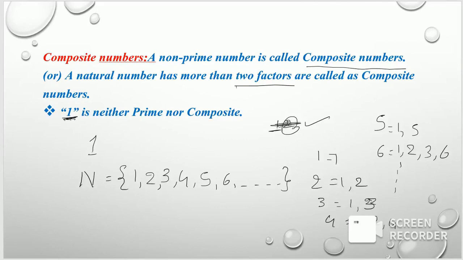Here the prime numbers have only two factors. That means 2, 3, 5 are prime numbers, and 4, 6 are composite numbers. But 1 has only one factor. Then 1 is neither prime nor composite. That means 1 is not a prime number and also not a composite number, because 1 has only one factor.